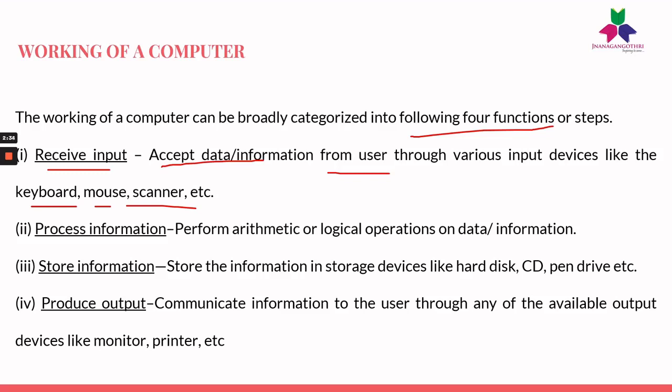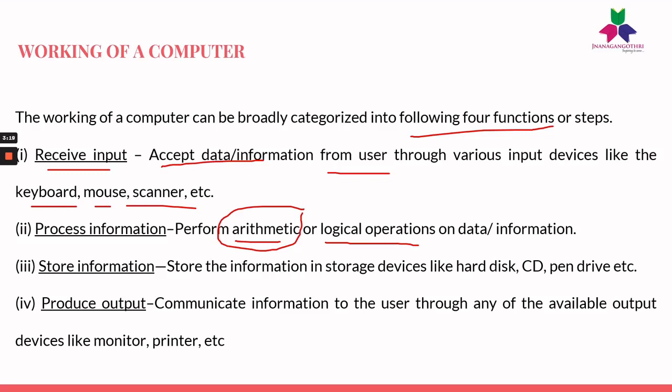The next step is to process information, which means to perform either arithmetic or logical operations on the data. What is arithmetic? This includes our normal mathematical operations like addition, subtraction, multiplication, division. They all come under the category of arithmetic operations. Then, what are logical operations? Logical operations are operations whose results are Boolean, which means either yes or no. In the case of a computer, the result is either 0 or 1, representing yes or no.